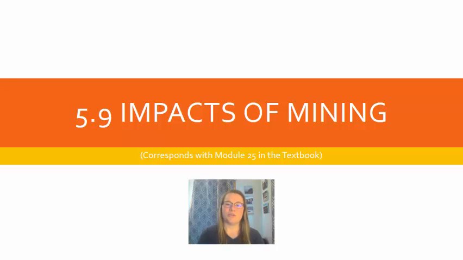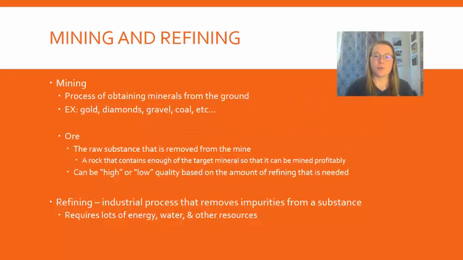In this video, we are going to talk a little bit about the processes used to mine minerals and the impacts that those processes have on the environment. Now, a few vocab terms that you'll need to know throughout this unit is that mining is really just this process of obtaining minerals from the ground. Those minerals could be anything from gold to diamonds to gravel to coal. And when we're looking at those minerals themselves, we call that ore. So that raw substance that is extracted from the mine, that would be the ore.